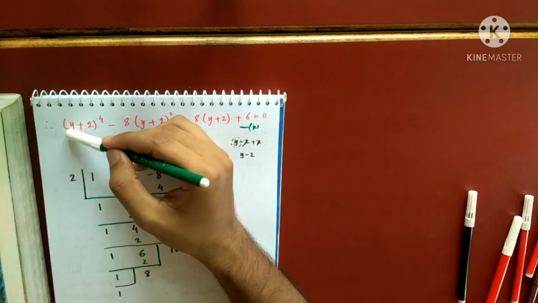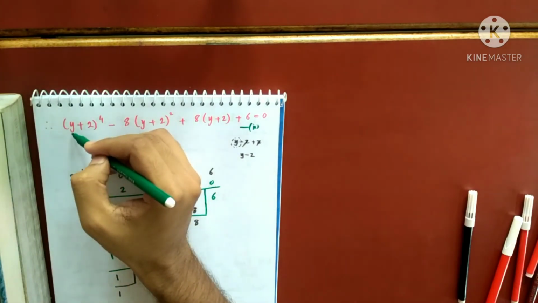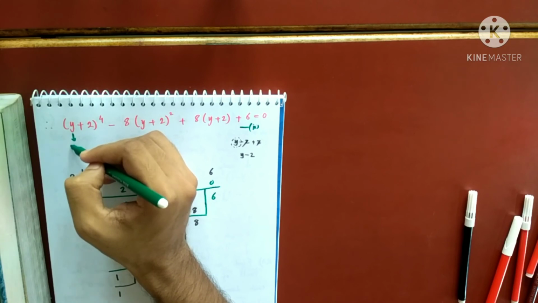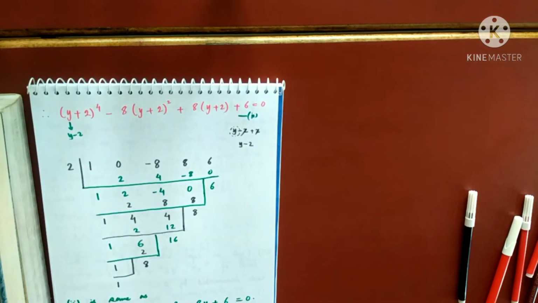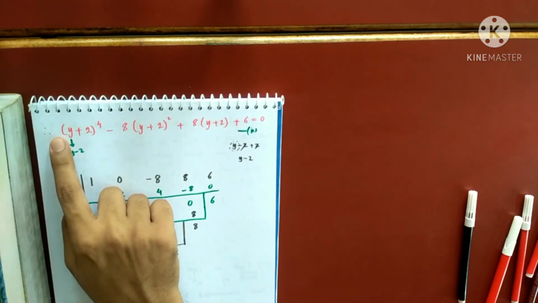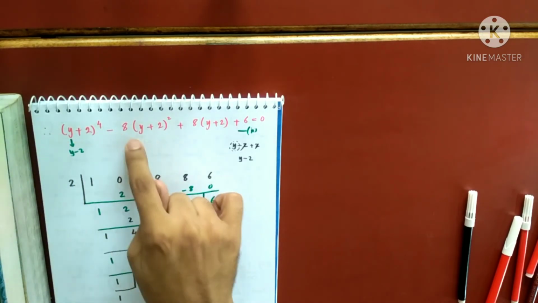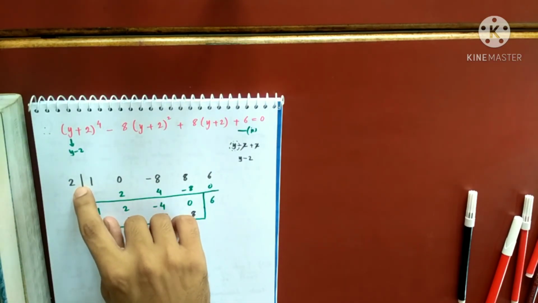How? I want to express this as a polynomial of y minus 2. Why y minus 2 am I choosing? Because when I put y equals to y minus 2, the minus 2 plus 2 gets cancelled, and I'll get a polynomial in y. How to do that? Using the synthetic division. I've written the coefficients: 1, y plus 2 whole cube is not there, so 0, 1, 0, minus 8, 8, 6. I'm dividing by y minus 2, that means only write 2.